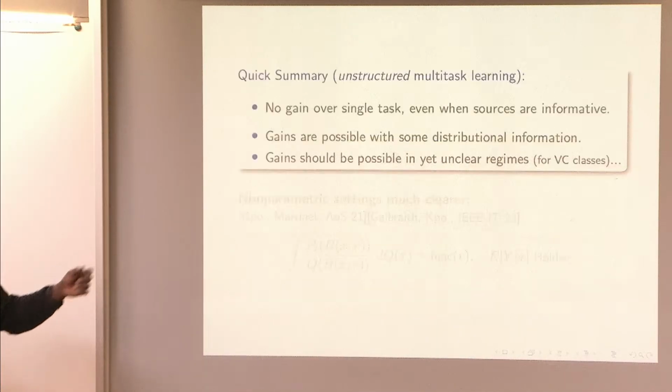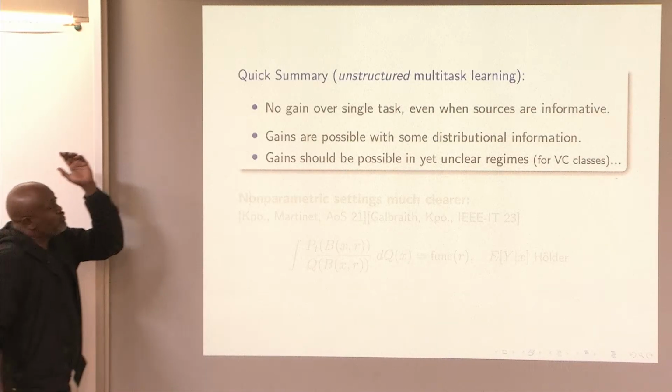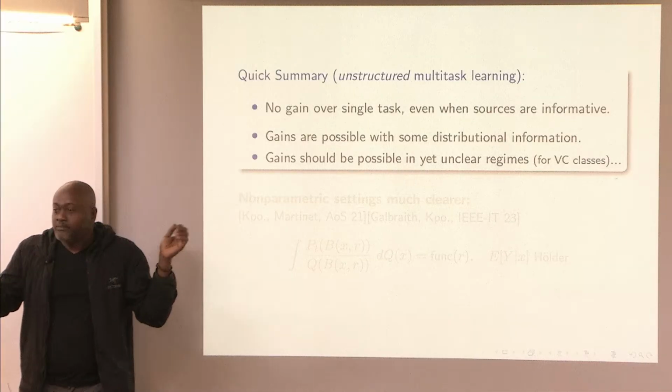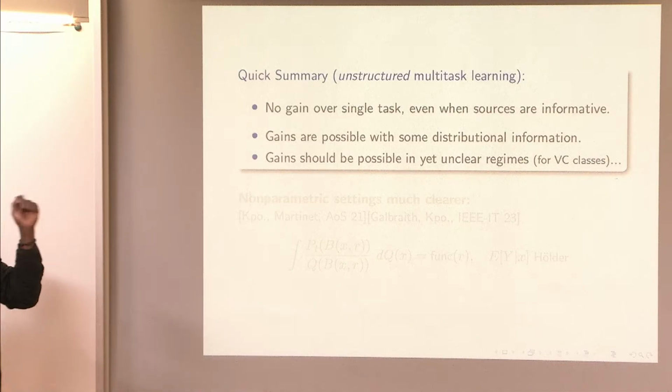The key message is simply that there is no gain over a single task if you don't assume anything. Right? Even if you assume that all the F stars are the same, that's not enough. That's the point here.